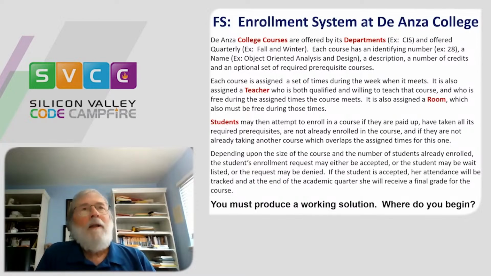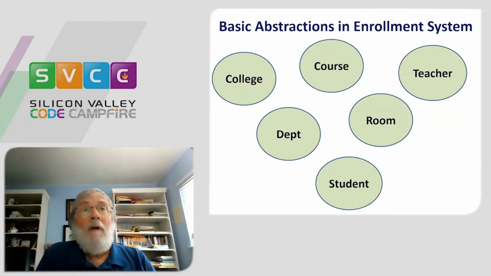So we highlight the words. We look and we say, there's college. That's an important thing for an enrollment system. Courses that are taken, departments, teachers, rooms, and students. Those are going to be the basic abstractions that underlie what the application is going to do. And so we have 6 basic abstractions that we would be making into objects in an object-oriented solution for the enrollment application.